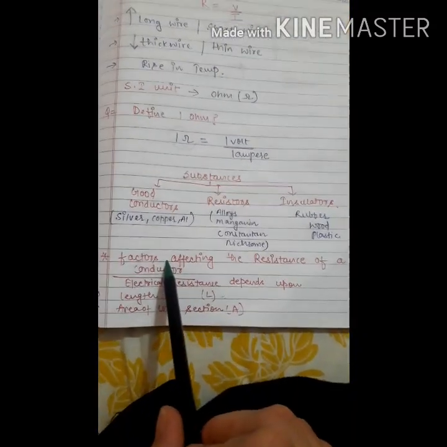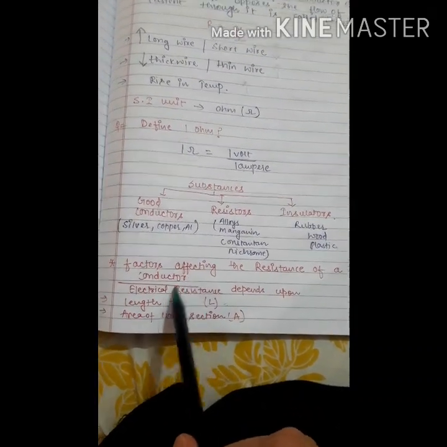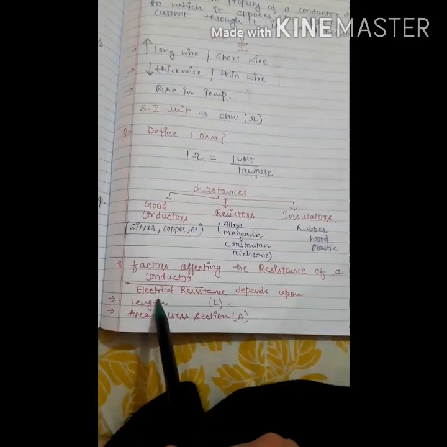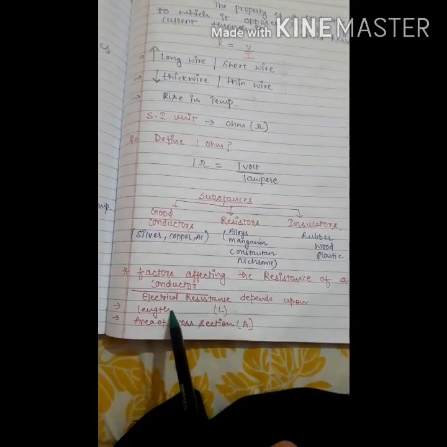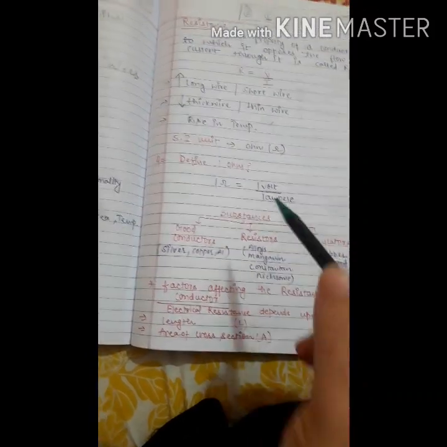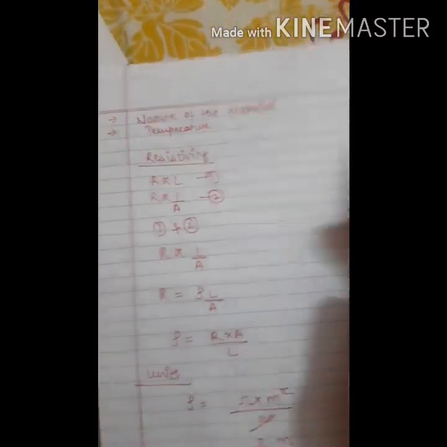Now, there are factors which affect the resistance of the conductor. There are mainly 3 factors. Electrical resistance depends upon length, area of cross section, temperature, and nature of the material medium.